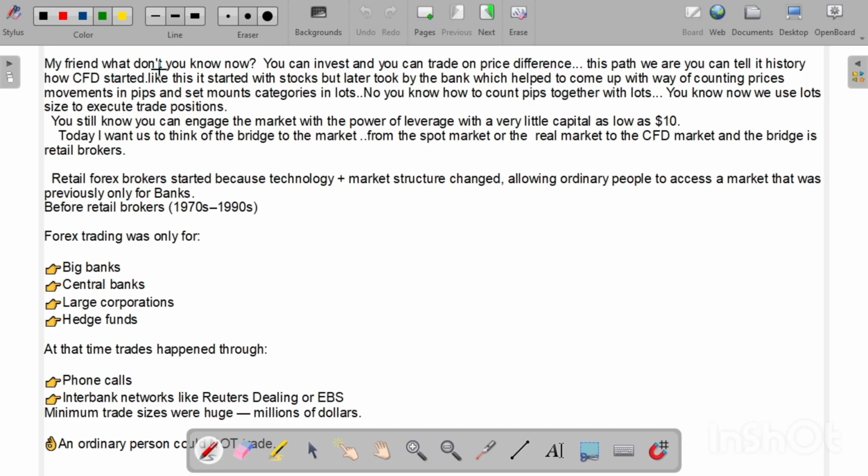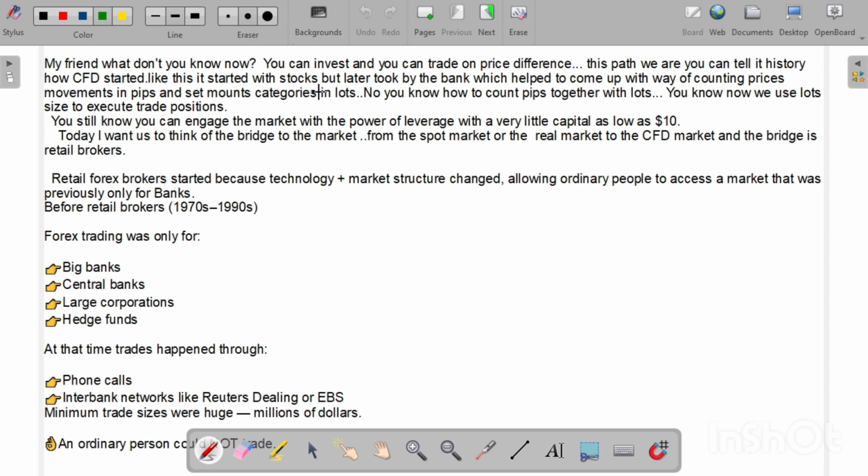My friend, what don't you know now? Imagine, you can invest, you can trade on price difference. This path, you can tell its story. How CFD started like this.